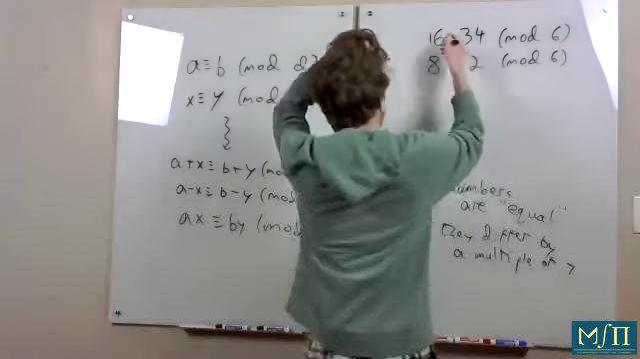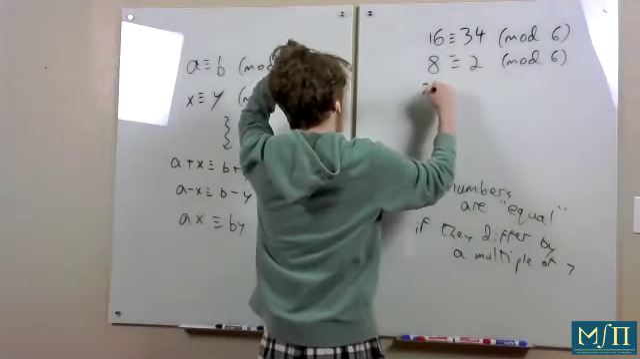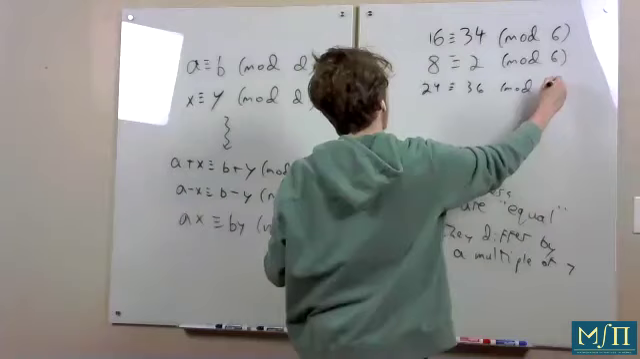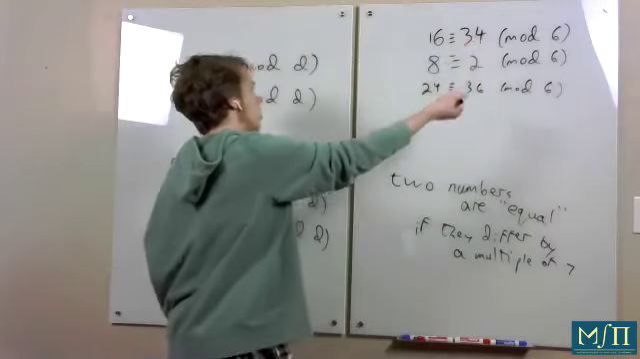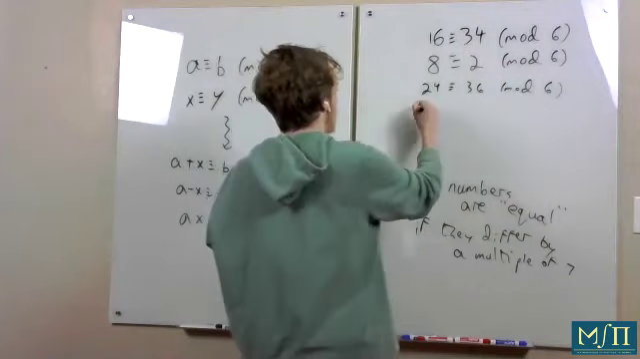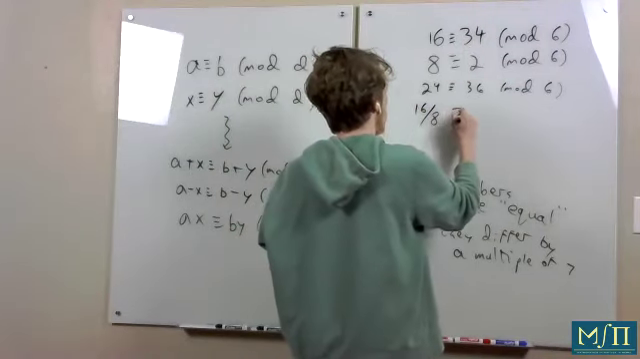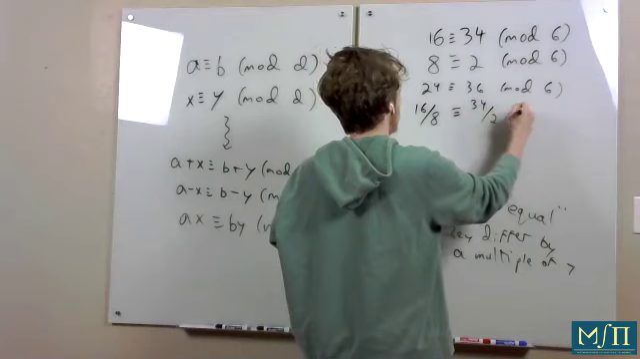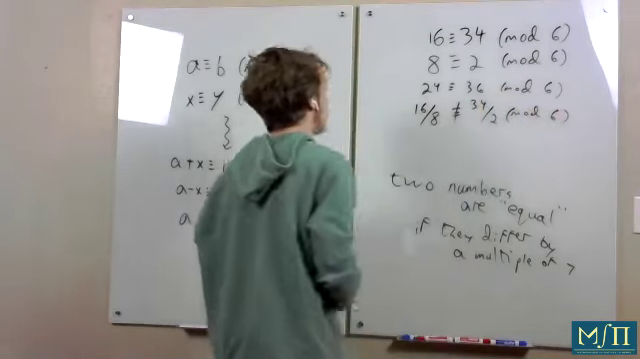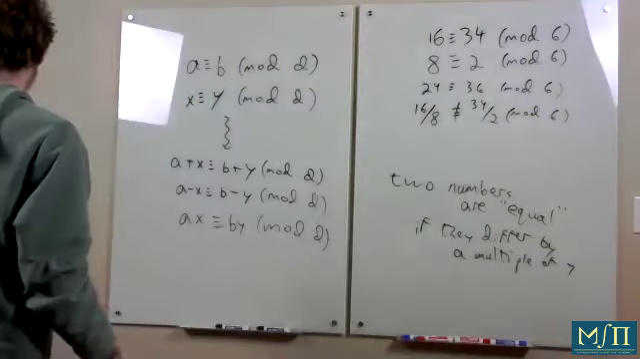So you can say 16 plus 8 is congruent to 34 plus 2, and you could say that about their differences and their products. But 16 divided by 8 is not congruent to 34 over 2 mod 6. 2 is not congruent to 17. So that's an example.